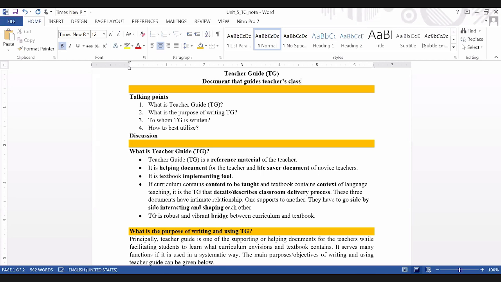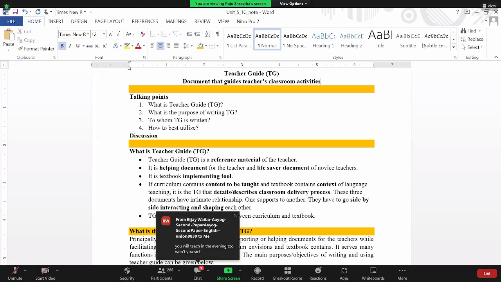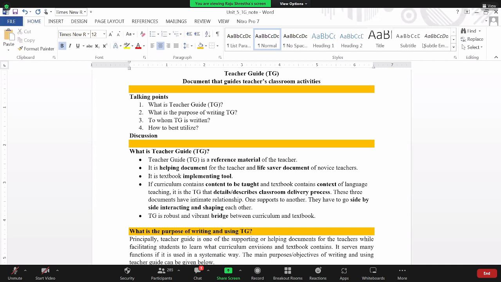classroom activities. How to run classroom activities, what kind of activities should be selected and designed to deliver the content mentioned in the curriculum and textbook. So this is what teacher guide is to the teacher. Teacher gets benefits from the teacher guide to design and deliver the activities in the classroom.